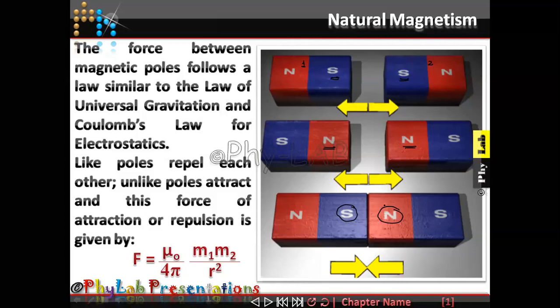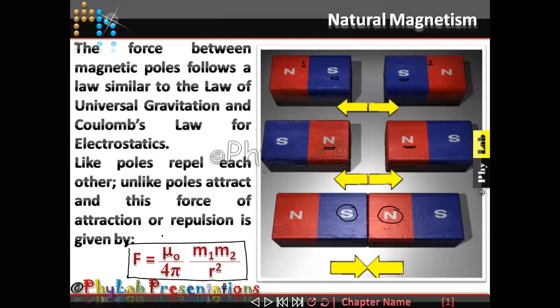Like charges repel, whereas unlike charges attract. Similarly, in case of bar magnets or natural magnetism also, like poles are going to repel each other, and unlike poles are going to attract each other. The force of attraction or repulsion between these two bar magnets is given by the formula mu naught upon 4 pi m1 m2 by r square. Now remember, m1 here happens to be the pole strength of the first magnet and m2 the pole strength of the second magnet. So F, the force of attraction or repulsion, is given by mu naught upon 4 pi m1 m2 by r square. This is the force of attraction or repulsion in case of bar magnets or natural magnetism.